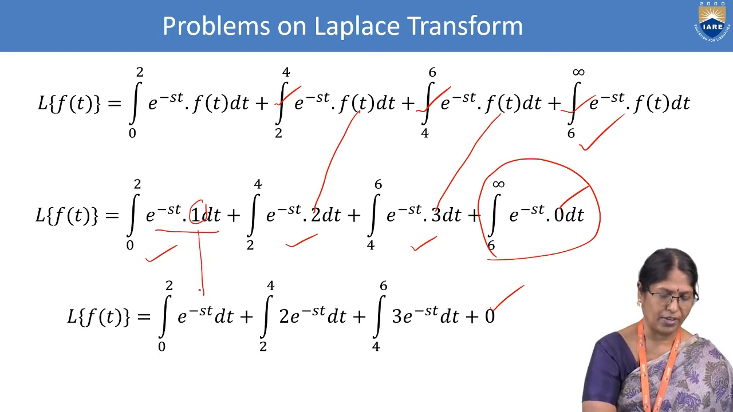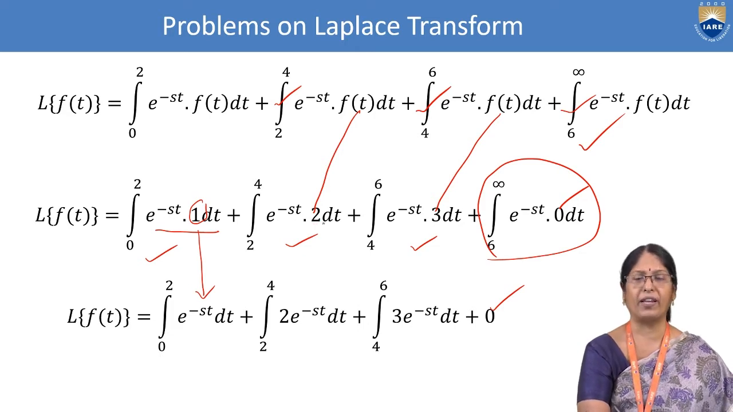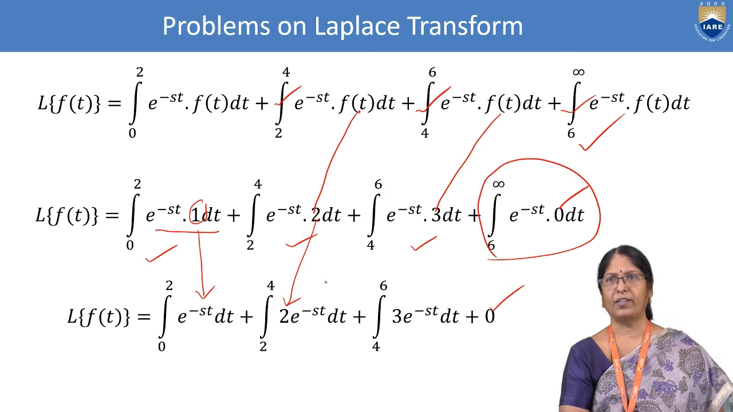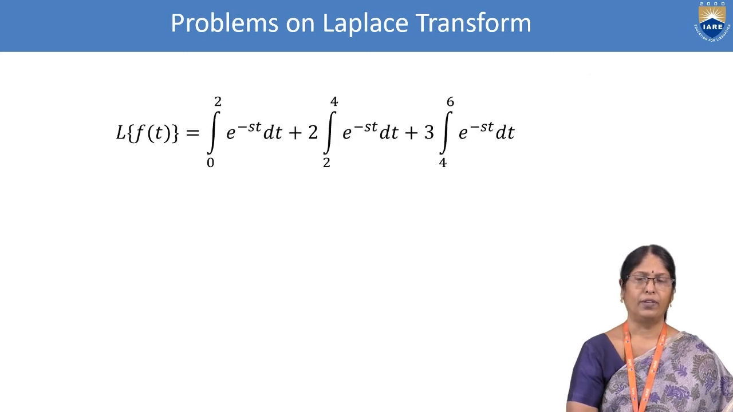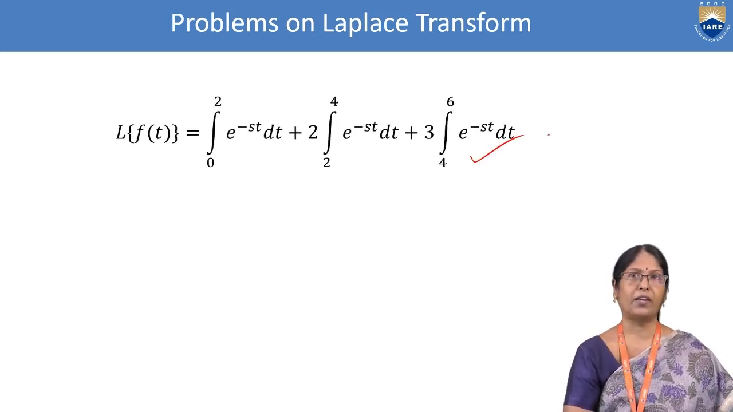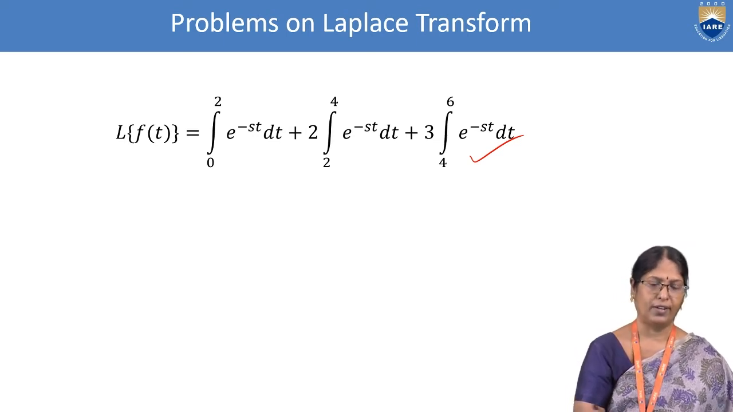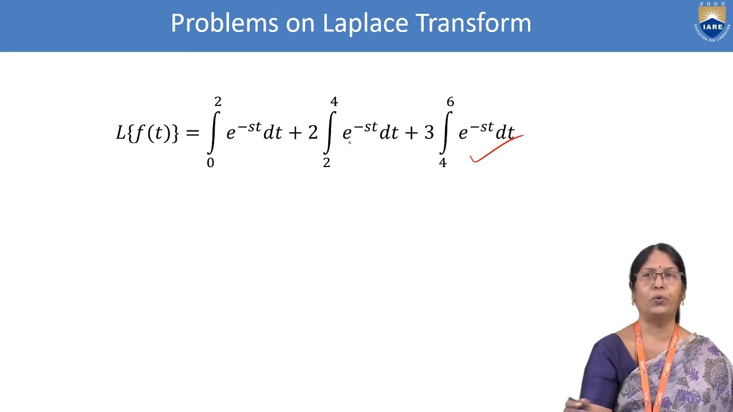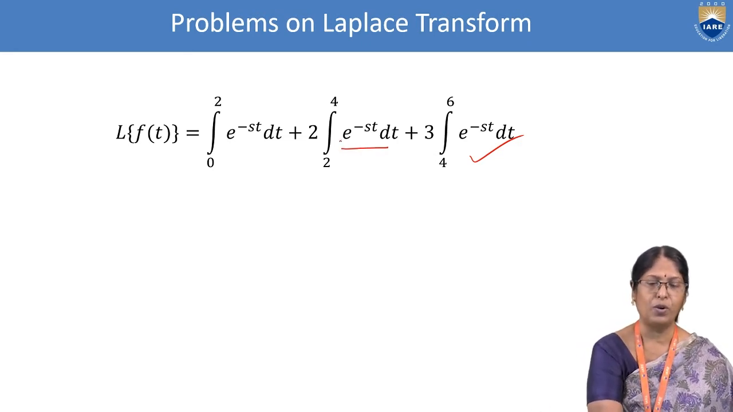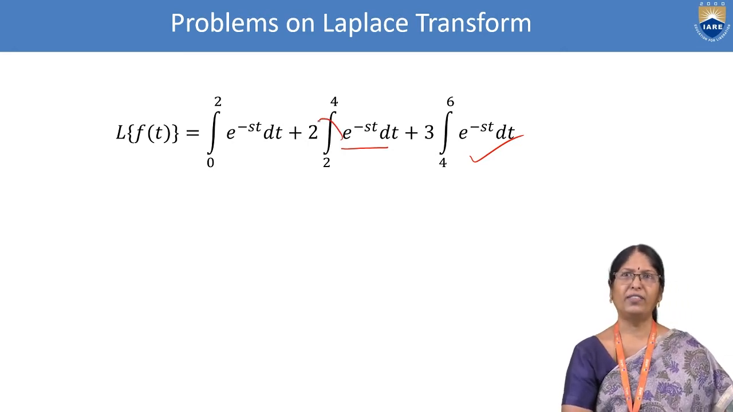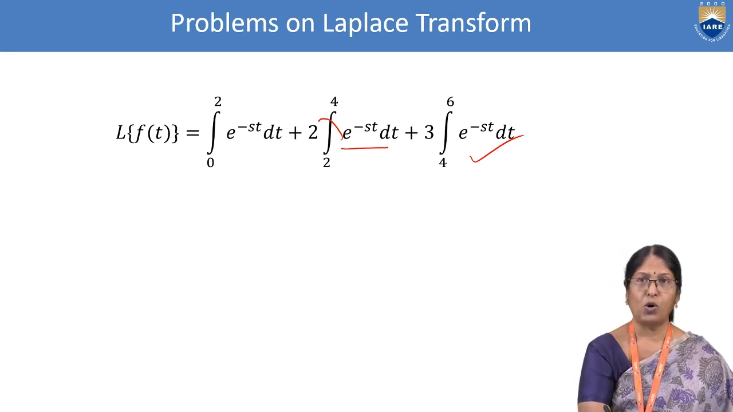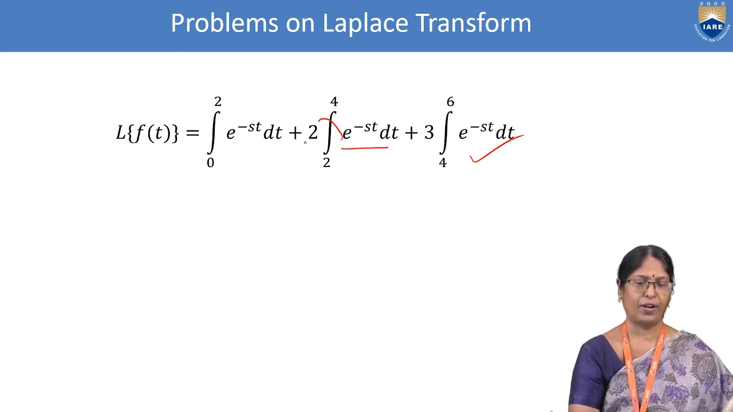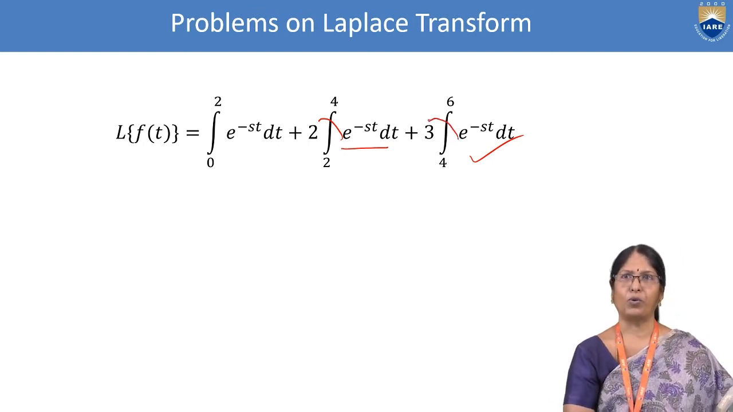So the first integral is written as 1 into e power minus st. The second is written 2 into e power minus st. Here, 3 into e power minus st. In this step, what changes did we bring in? In the previous step, there was 2 into e power minus st, and here we just brought the 2 before the integral. We don't want to give room for complication while doing the integrations, making ourselves confused. To avoid that, the constant terms we are bringing in front of the integral. Here also, the 3 we brought it.